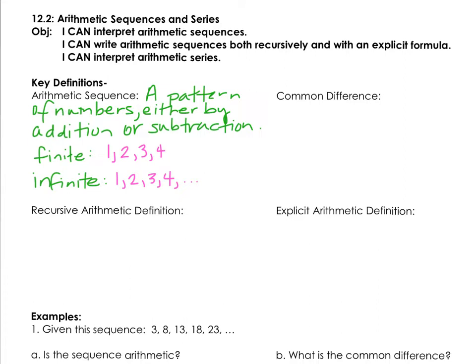So a sequence is any pattern of numbers, arithmetic by adding or subtracting. Finite means the pattern stops. Infinite means the pattern would go on infinitely or forever.